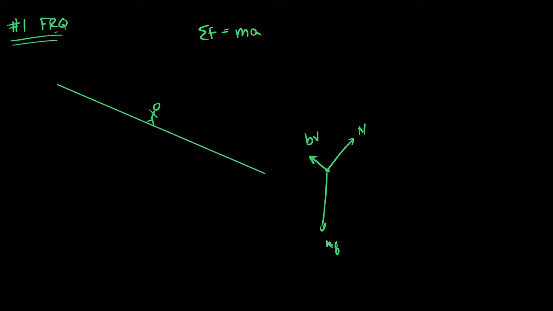Assuming a coordinate system that is directed in the direction of the acceleration, then I would likely have mg sine theta down the ramp be what's pulling him down the ramp. I don't think I even care about mg cosine theta. I don't even think it comes up. So I'm going to consider the net force in the x direction to be the only thing that I care about. So I will have mg sine theta minus bv equals ma.